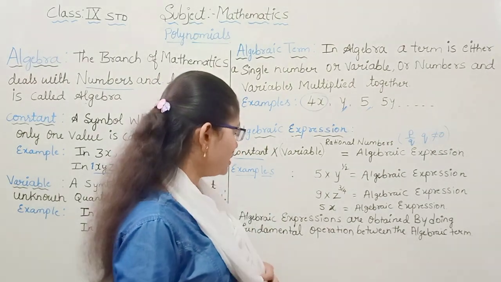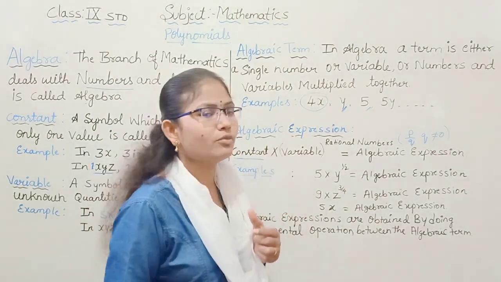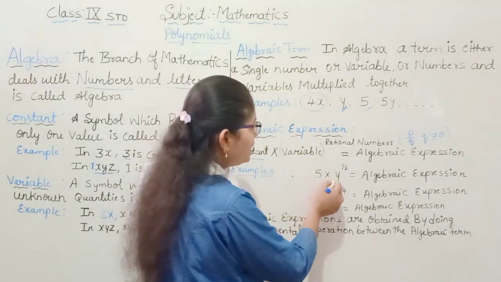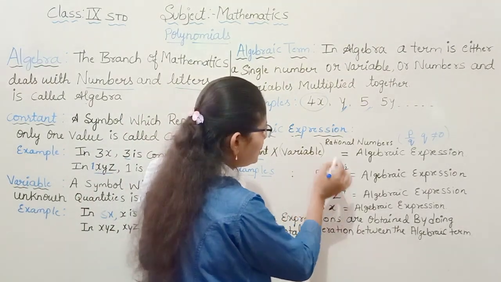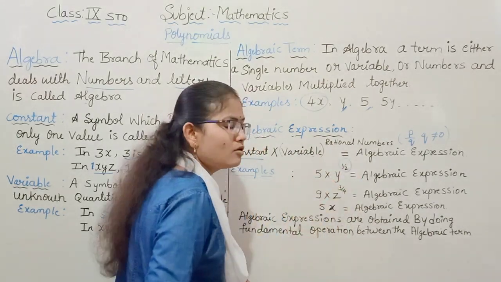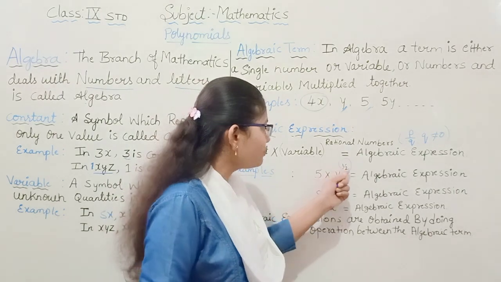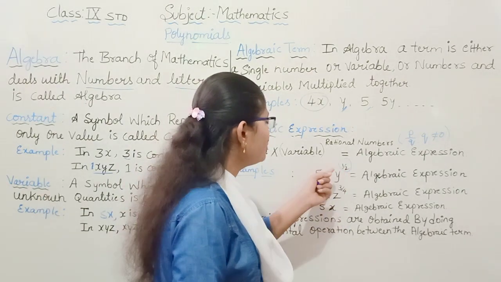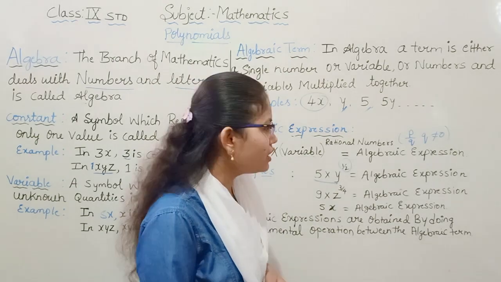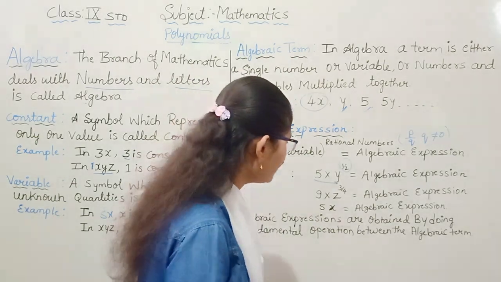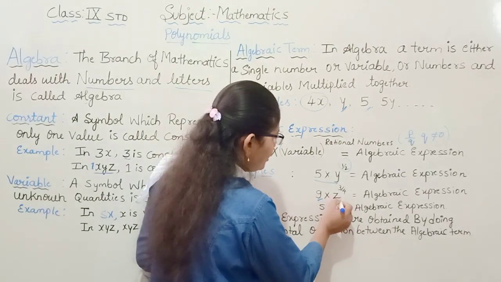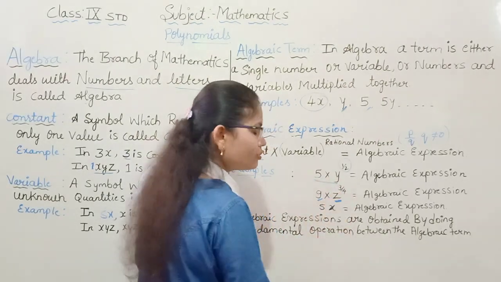Now a few examples. In the place of constant I have taken 5, into the variable y, and as the rational number power I have taken 1 by 2, so it forms an algebraic expression. Now you can see here, in the place of constant I have taken 9, and in the place of variable z to the power of 3 by 4.